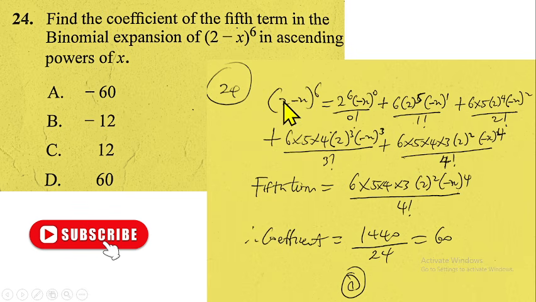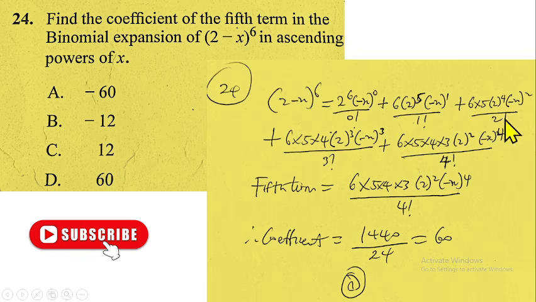Okay, let's do that. For the first term, 2 will carry the power of 6, 2 raised to power 6. Then this minus x here will carry the power of 0, divided by 0 factorial. The next term, 6 will come down. That means you have 6 times 2, then you remove 1 from the power of 6, so you have 5 left. Then x will carry power of 1. The power of 2 will be decreasing, the power of x will be increasing, over 1 factorial.